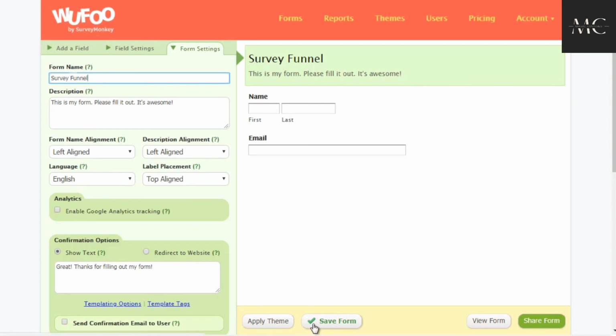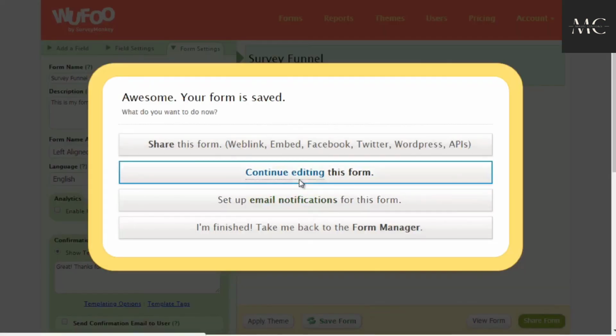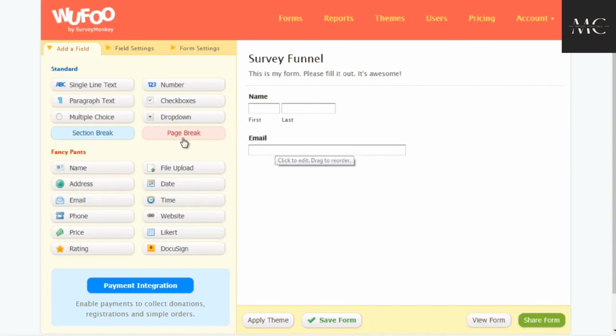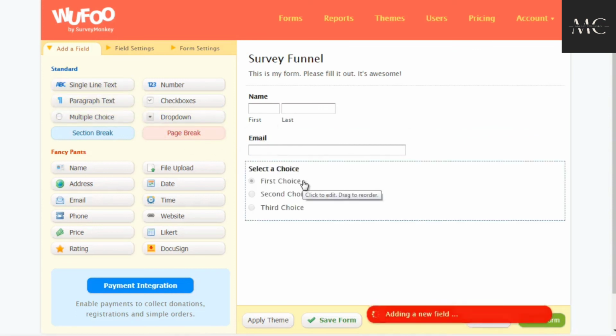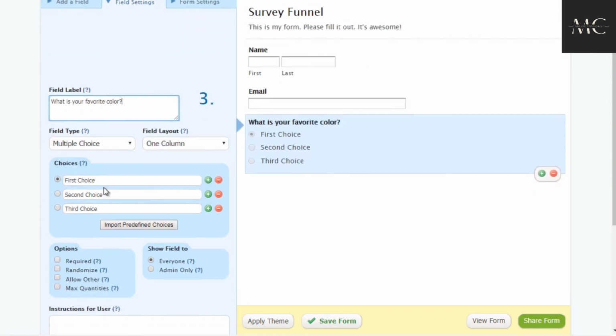And we'll click save. Continue editing this form. And so we got the name, we got the email, we could do multiple choice. So you could even do essentially what we call camouflage questions to make it fun and interesting, such as what is your favorite color? First choice, second choice, third choice.